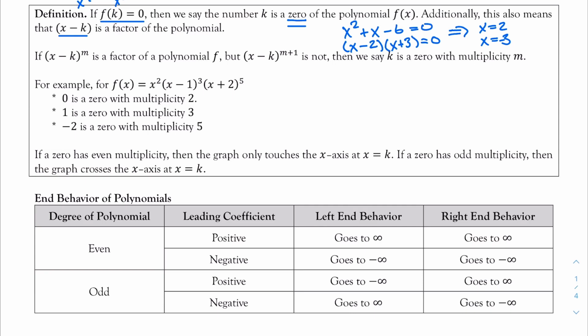Hence, I know if I were to factor this polynomial, it should factor down into x minus 2 and x minus negative 3, or in other words, x plus 3.